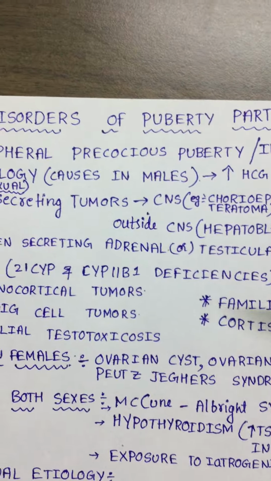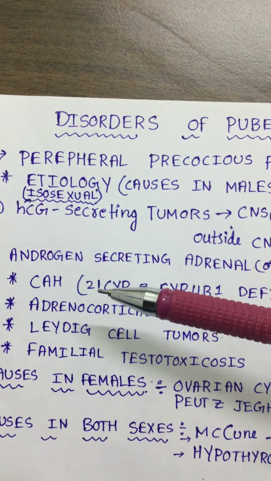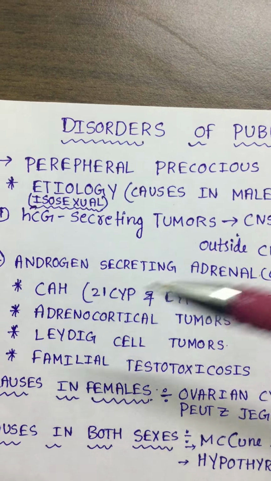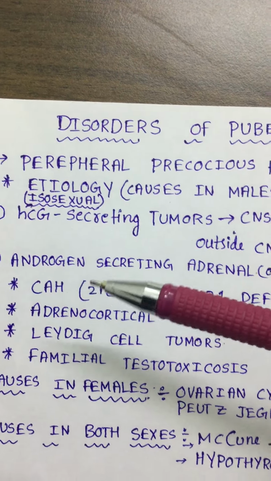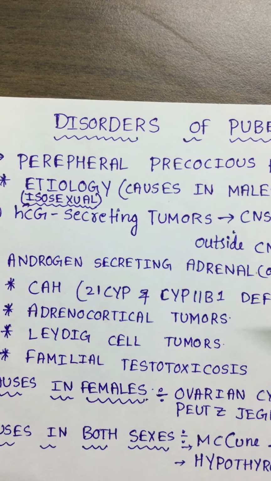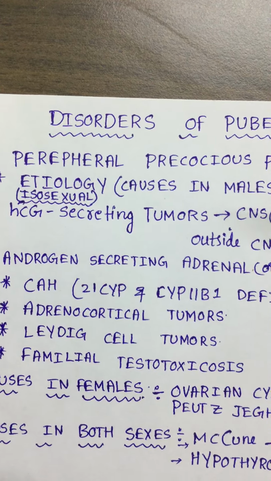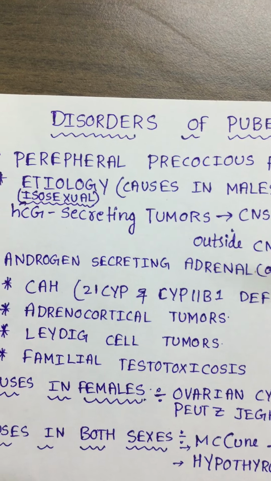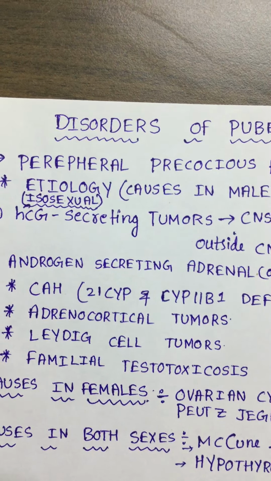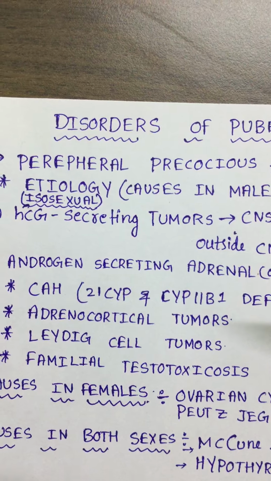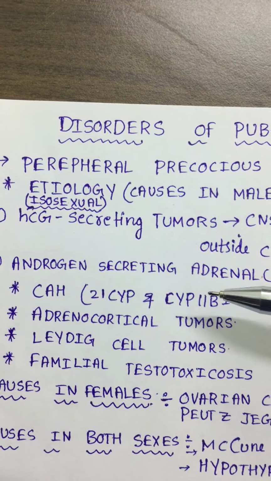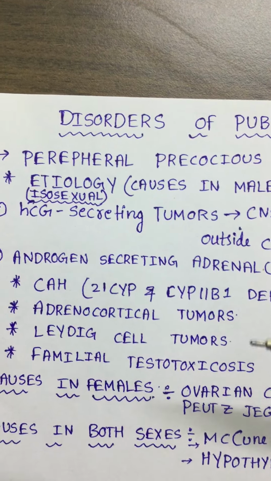Androgen secreting adrenal or testicular causes include congenital adrenal hyperplasia. In the congenital adrenal hyperplasia lecture in my endocrinology playlist, I discussed that 21 hydroxylase and 11 beta hydroxylase deficiencies lead to increased androgen secretion. Because there is a blockage of cortisol synthesis, all the precursors lead to increased androgen secretion. This leads to increased androgens and precocious puberty. You can see my congenital adrenal hyperplasia video for a detailed discussion.